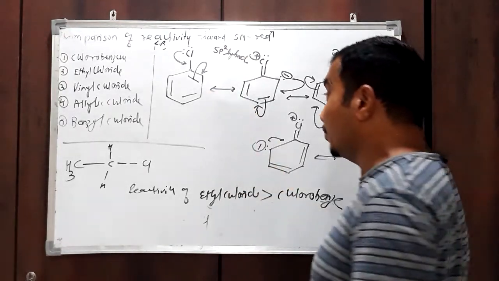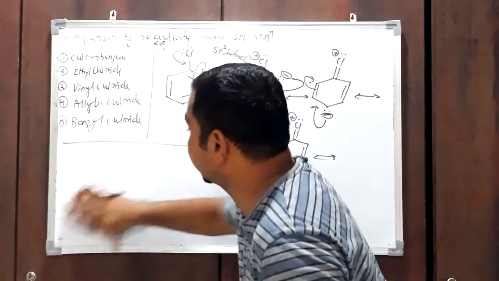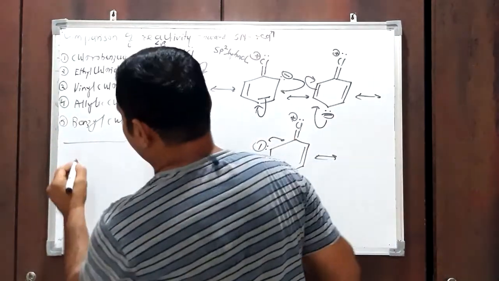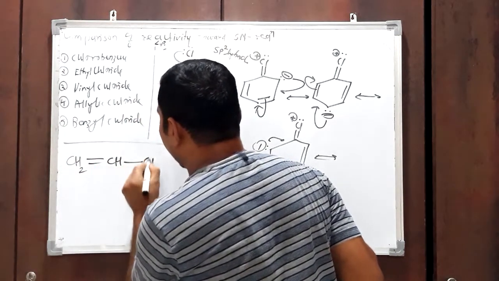This is the order. Now compare vinyl chloride, structure CH2=CHCl.